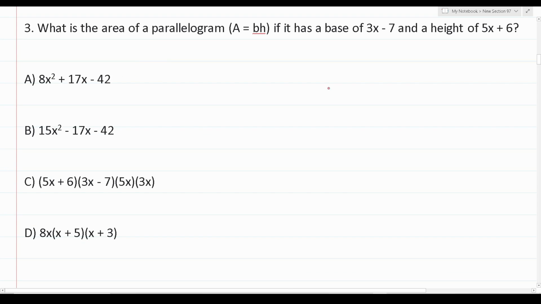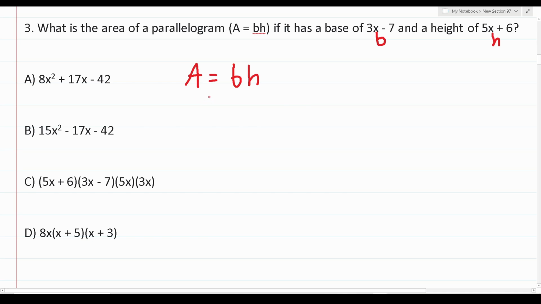All right, so number 3 says, what is the area of a parallelogram? Area equals base times height. It has a base of 3x minus 7 and a height of 5x plus 6. All right, so in this case, we're given the formula we need to use. Area equals base times height. And in addition, we're told what the base and height of this parallelogram is. According to the problem, our parallelogram has a base of 3x minus 7 and a height of 5x plus 6.